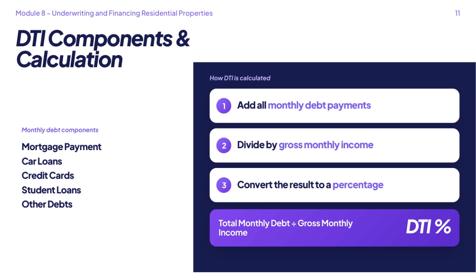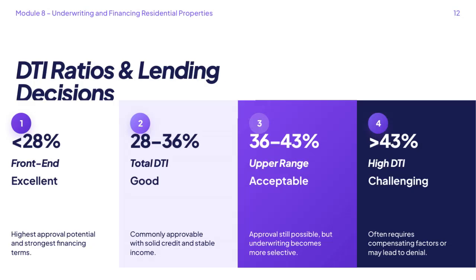A lower DTI generally means you have a healthy balance between debt and income, which is favorable in underwriting and financing residential properties. Understanding these components and how to calculate your DTI is essential when navigating the mortgage approval process. Let's talk about how debt-to-income ratios, or DTIs, influence lending decisions.